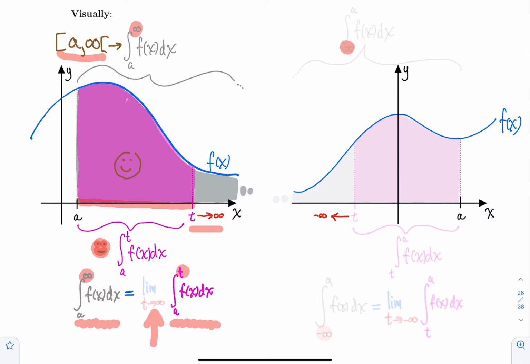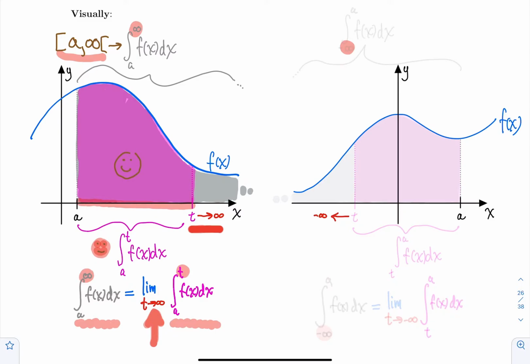So now what we want to do is study the behavior of the area of this purple region as t gets larger and larger. So you're just going to push this quantity as t goes to infinity. And then there are two scenarios. Either this limit will go nowhere, and in that case, we're going to say that this improper integral diverges. But if the value of this limit exists, we're going to say that the integral from a to infinity of f of x dx converges to the value of that limit.